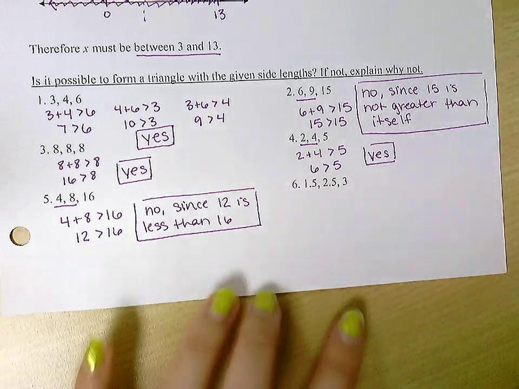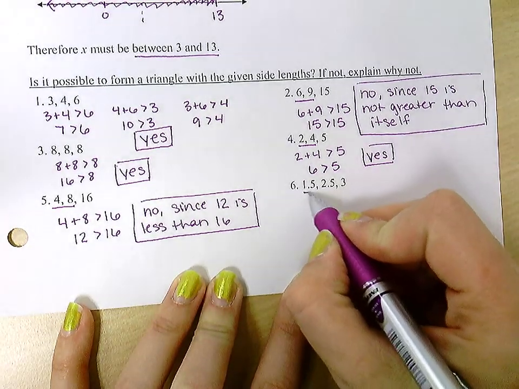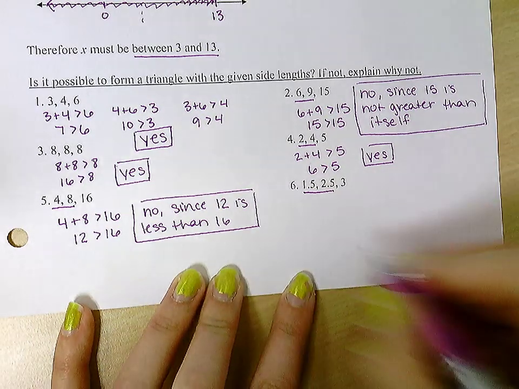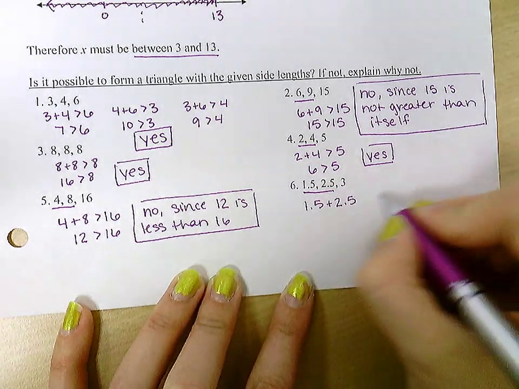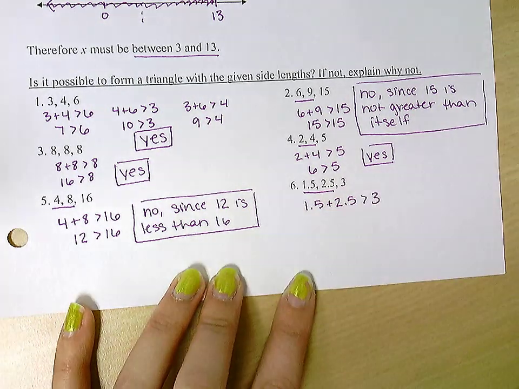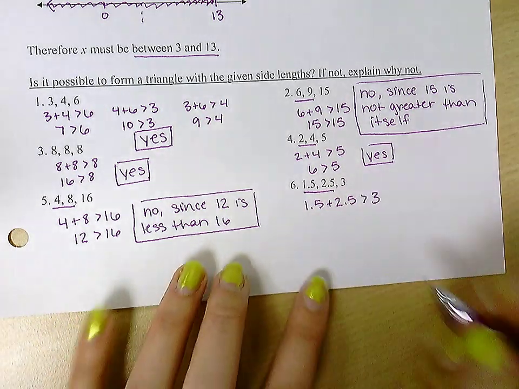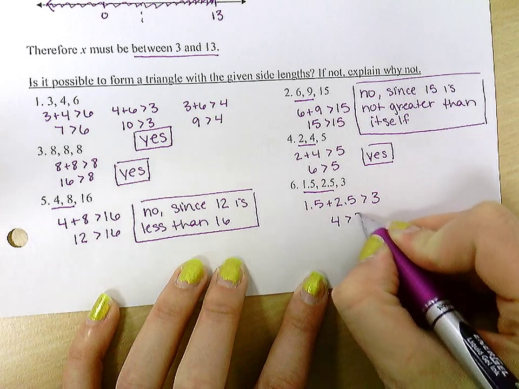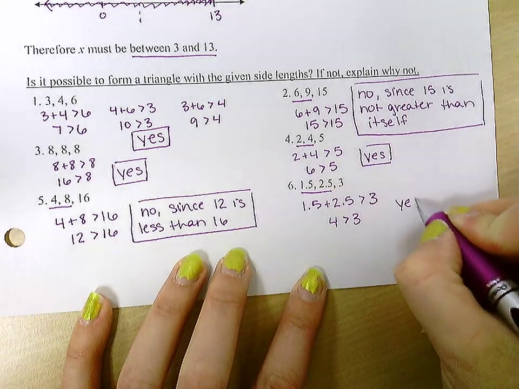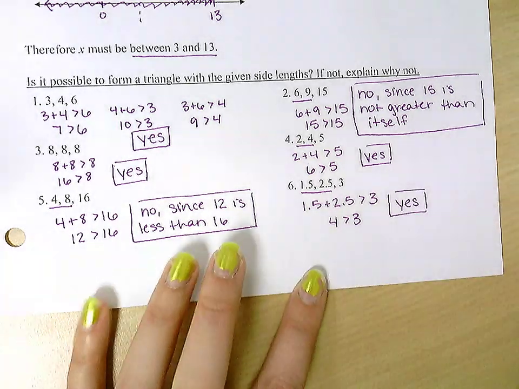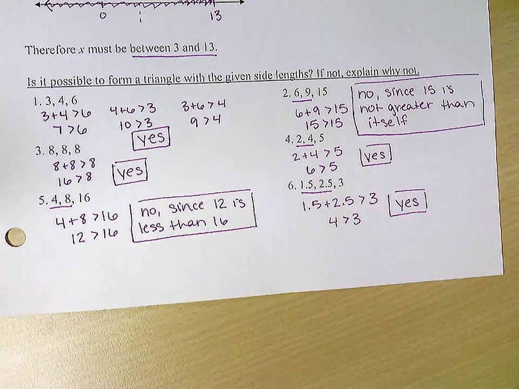Okay, then the last one, our 2 smallest sides are 1.5 and 2.5. So we want to add those together. Has to be greater than 3. Okay, that is 4. Okay, 4 is greater than 3. So yes, these do form a triangle. Okay, questions? Does that make sense? Yes?